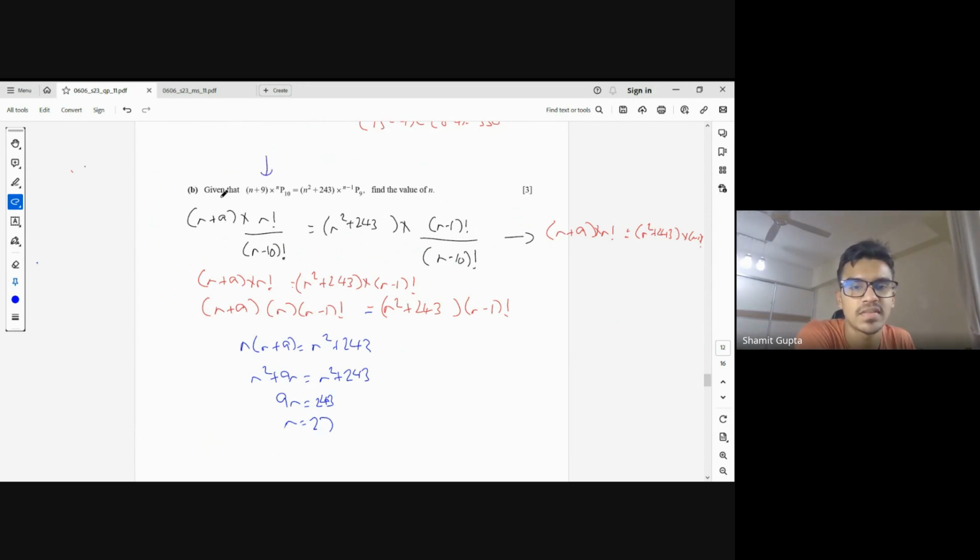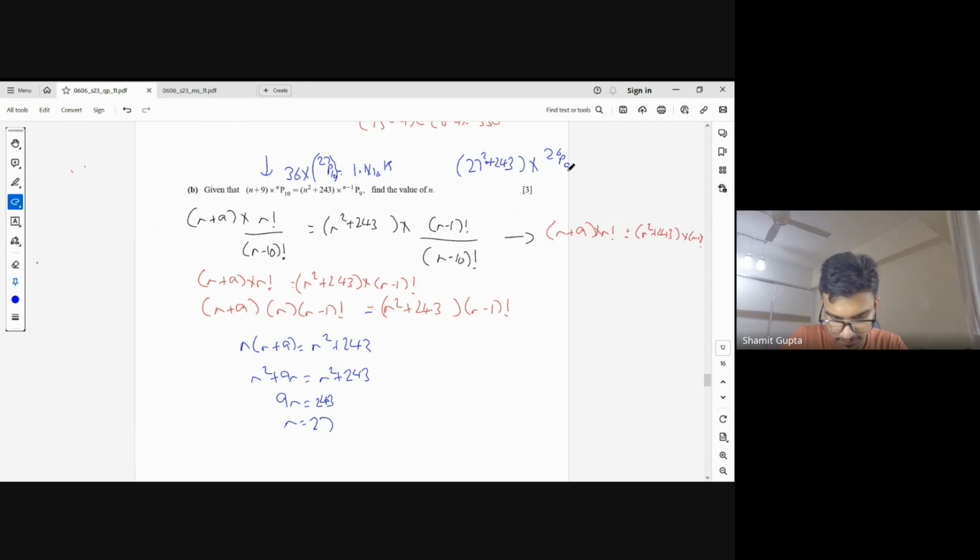Put 27 back inside this. The left-hand side, if you put 27, will be 36 times 27P10. If you use that in the calculator, I'm putting a bracket in the calculator, okay? So that it doesn't do 36 times 27 and then P10. This is still a very large number, like 1.1 times 10 to the power 15. The right-hand side will be 27 square plus 243 multiplied by 26P9.